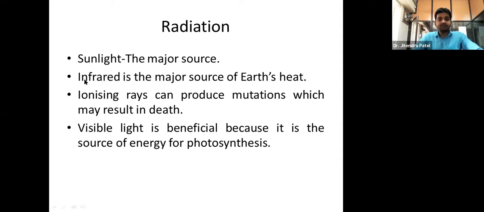It is a natural sterilization technique. Infrared is the major source of earth's heat. All of you know that IR is one of the radiations we can use for sterilization. Ionizing rays can produce mutations which may result in the death of the microbes. Visible light is beneficial because it is the source of energy for photosynthesis. These are also physical factors which can interfere with the survival of microorganisms.